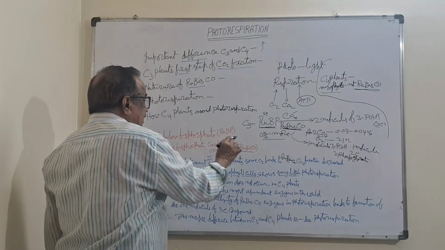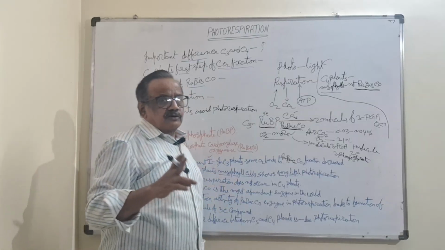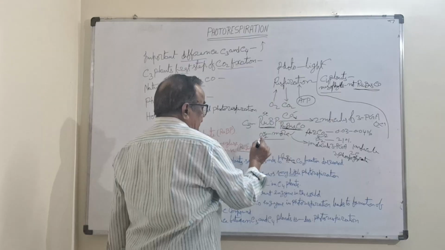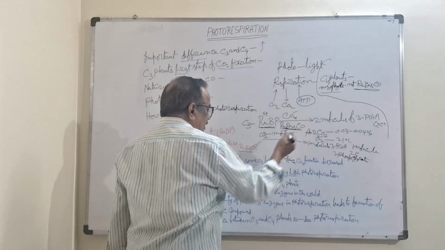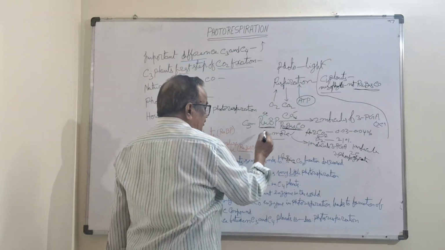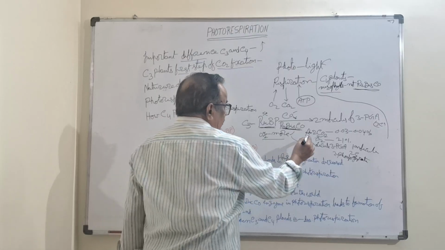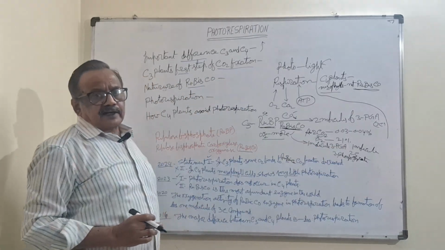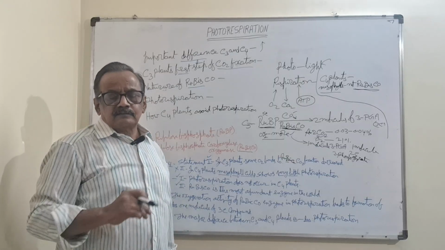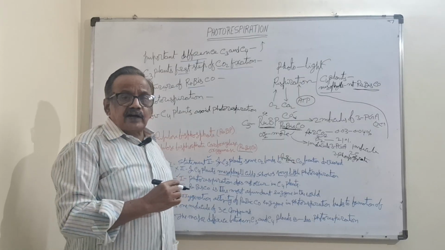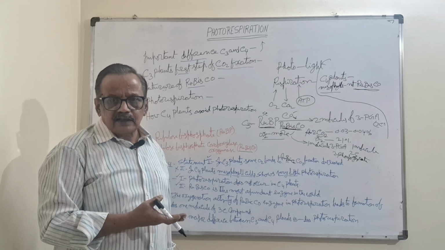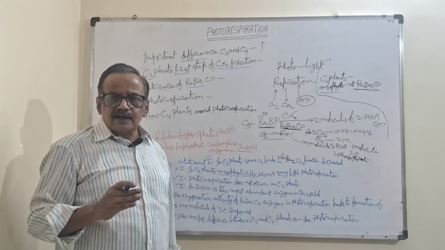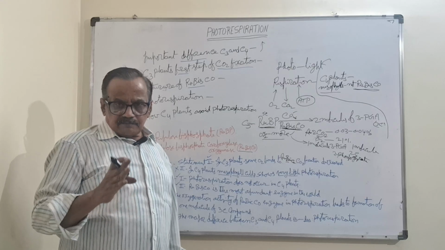Next, when this is happening, what happens? RuBisCO takes the oxygen, and RuBP acts as the substrate, and it forms one molecule of 3-phosphoglyceric acid and one molecule of phosphoglycolate. This is the thing, and how it avoids the Calvin cycle, I already discussed. In this way, photorespiration is very important for the NEET exam, and understanding is also very important.